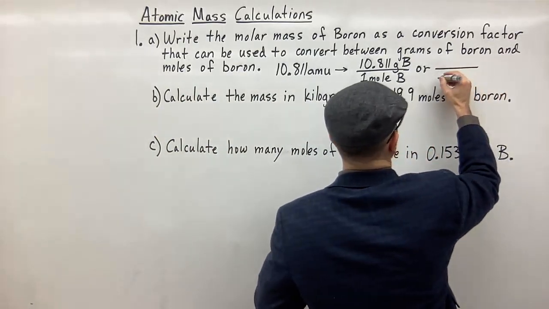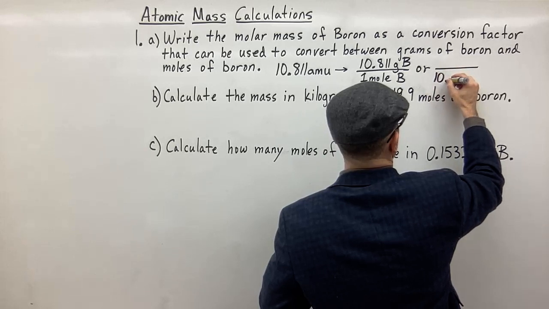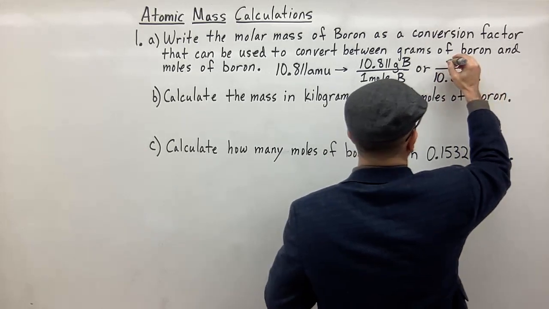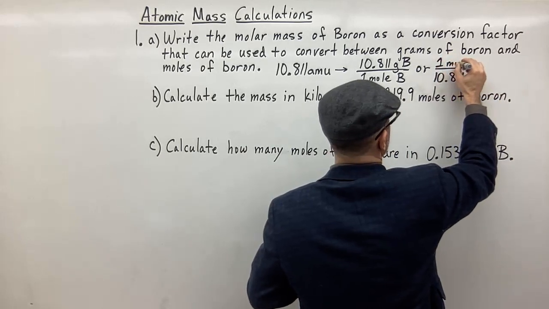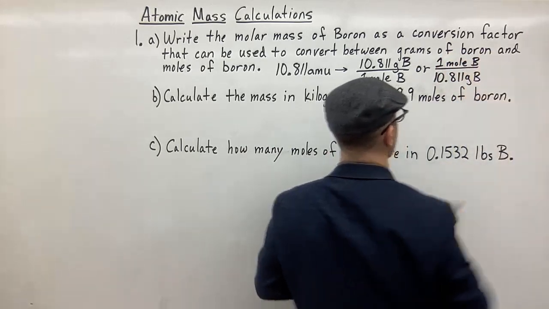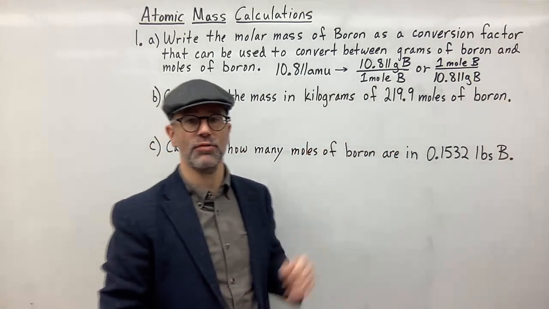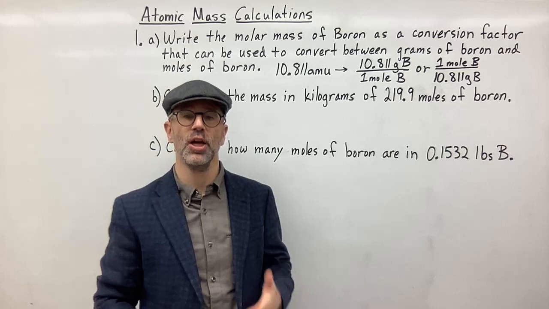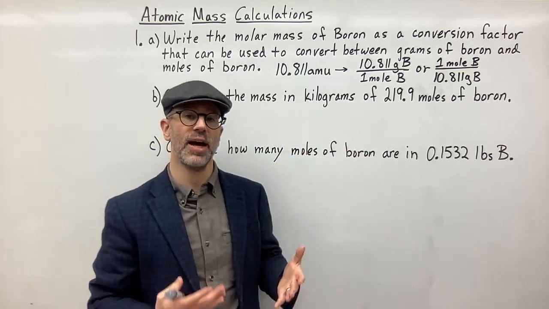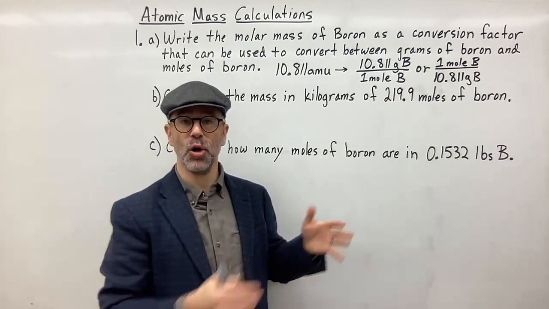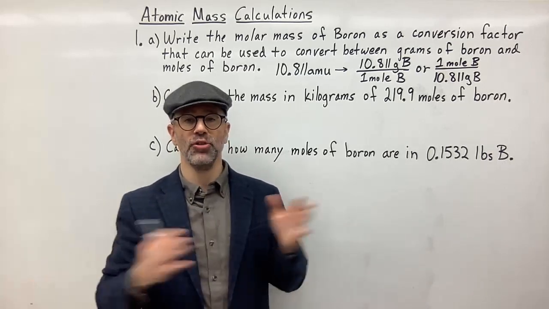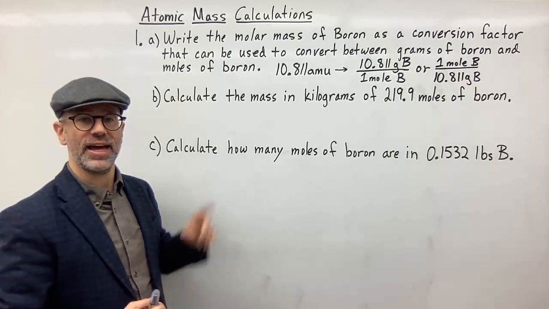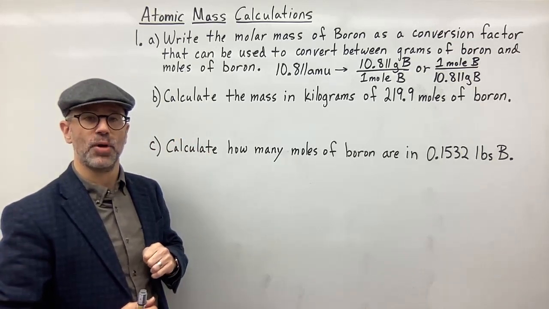Instead of 10.811 being on the top, you can put it on the bottom, and then 1 mole will be on top. Either of these are perfectly fine conversion factors that you could use. Which one you use will depend on which direction you're going. Are you going from grams to moles or moles to grams? Okay, with that segue, let's get into part B.